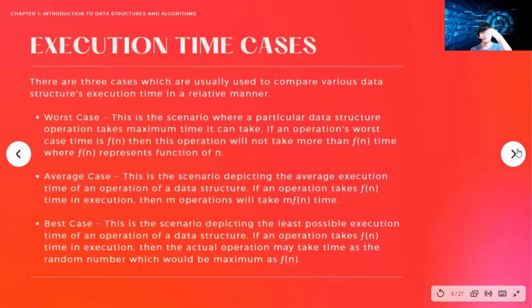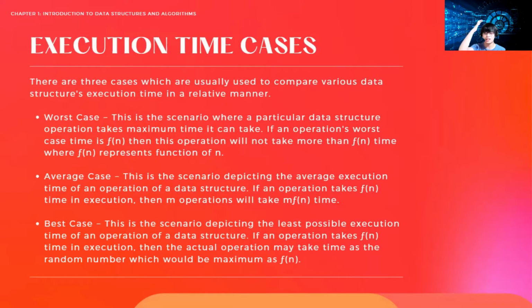Next, we have what are called execution time cases. Execution time cases apply when, let us say, for example, you already have structured your data and you are now going to execute your program. There are three cases which are usually used to compare various data structures' execution time in a relative manner. First is what we call the worst case. Worst case scenario, the very worst. This is the scenario where a particular data structure operation takes the maximum time it can take.